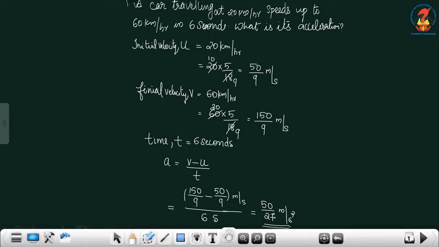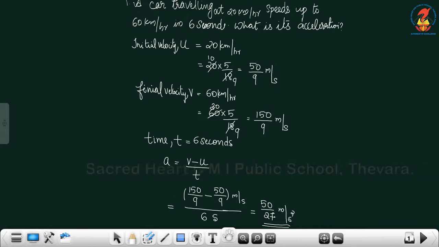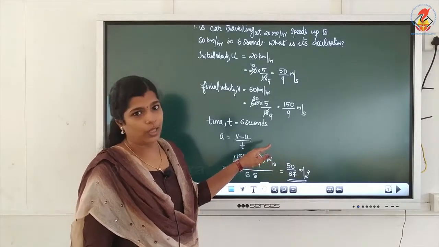Initial velocity you got it as 20 km per hour. If it is given in kilometer per hour, you need to convert it into meter per second. That is, you have to multiply with 5 by 18. So initial velocity we converted into meter per second here. Then final velocity also we converted into meter per second. Then time is already given in seconds. In some questions, it will be given in minutes, so you have to convert it into seconds.